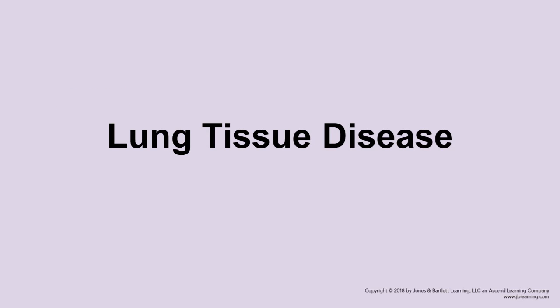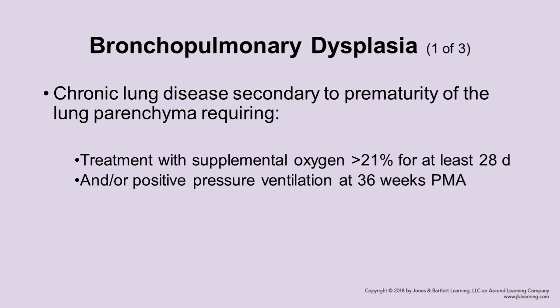The next category of diseases we'll discuss in our lecture is those of the lung tissue itself. So moving on from airways, we'll move to the lung parenchyma. The first disease process we'll look at is known as bronchopulmonary dysplasia. And so BPD, as it's known, is a chronic lung disease secondary to prematurity of the lung parenchymal tissues.